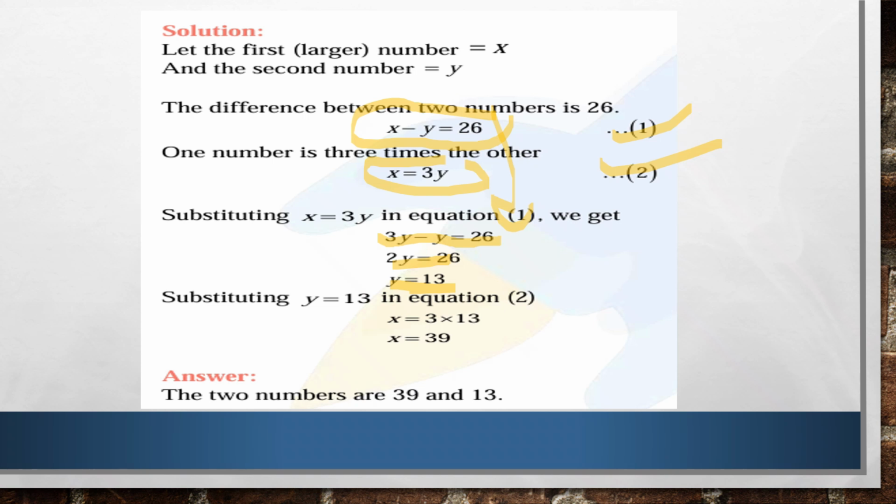If you know the value of y, I can solve for the value of x also. So substituting y is equal to 13 in equation 2, I will get x is equal to 3 into 13, that is x is equal to 39. So therefore the two numbers are 39 and 13. So this is regarding question number 1. This type of question is regularly asked in examinations, so you should know how to find the values.